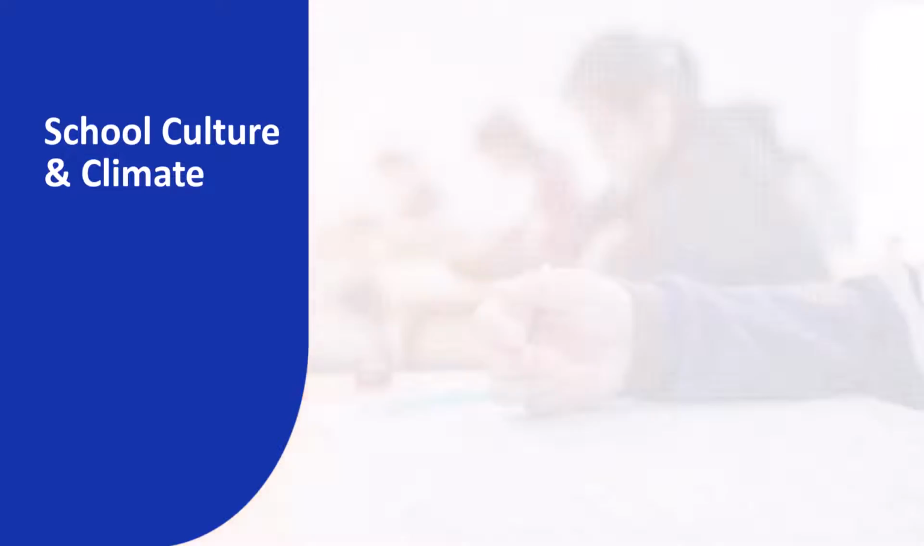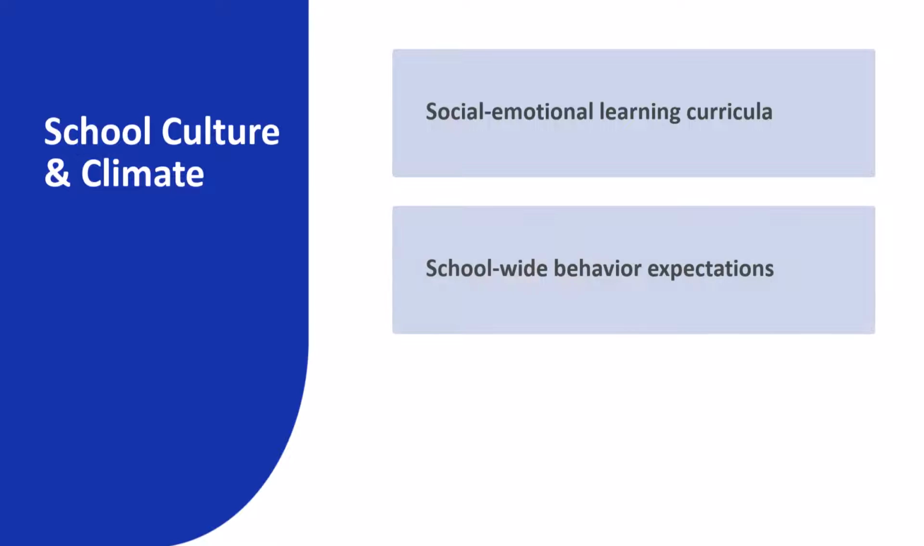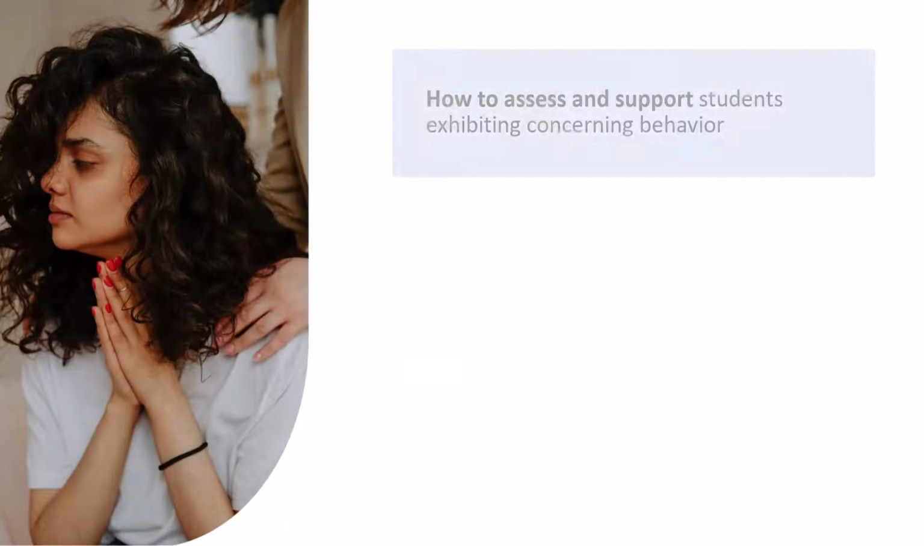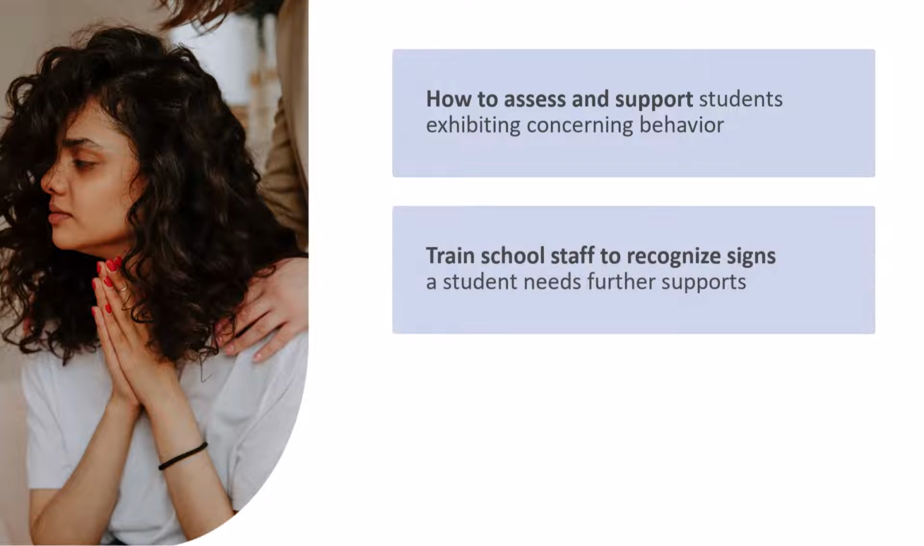Positive school culture and climate can be supported through the implementation of social-emotional learning curricula, adoption of school-wide behavior expectations, and policies that promote students' civic development. Along with this, your team should determine how to assess and support students who exhibit concerning behavior that may pose a threat to the school community. Training for school staff on recognizing the signs of students who need further supports is important.